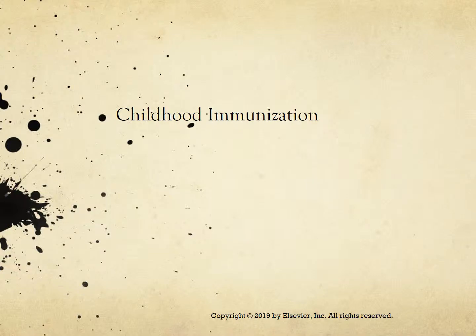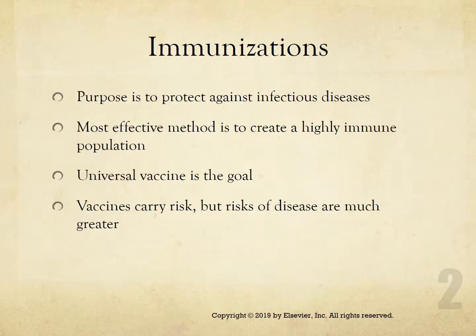Hello, this presentation is on childhood immunizations. Immunizations are used to protect against infectious diseases. They are the most effective method to create a highly immune population at large. Universal vaccines are the ultimate goal. Vaccines can carry risks, but the risks of the disease are much greater.